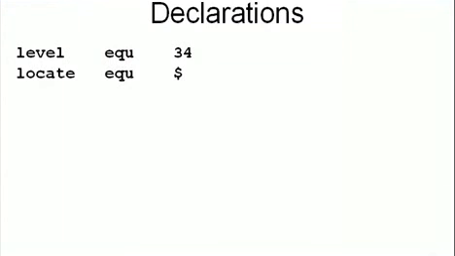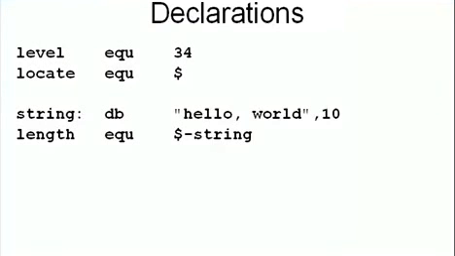And there is another meaning to the $ character. The dollar, when used alone in an expression, has a value. It is the address of the current location. So an equate like this has the same value as a label would have at this same location, and you can use dollars in expressions.